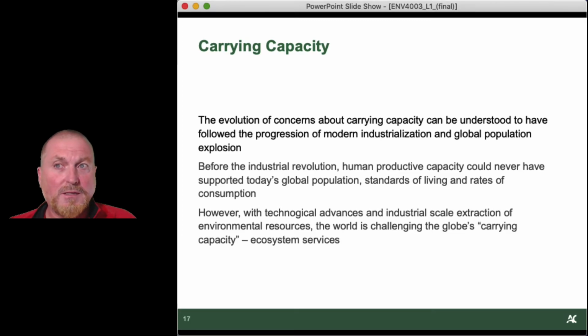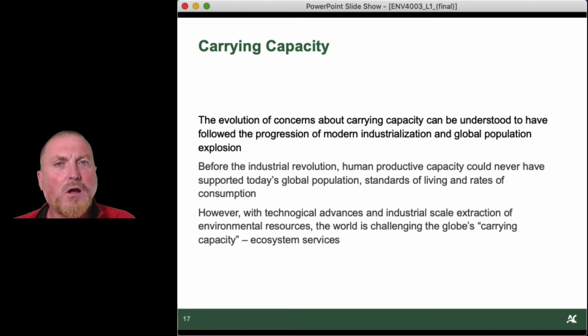The second concept they have in common is carrying capacity, another key concept in environmental policy. The evolution of concerns about carrying capacity can be understood to have followed the progression of modern industrialization and global population explosion, right? Before the Industrial Revolution, fish in the ocean were not threatened because a guy was going out there in a little boat, paddling out and throwing a line in the water, or he had a miniature handheld net, right? When the Industrial Revolution came along, if you look at the way ocean fishing is done now, they're large industrial-scale ships that scoop up thousands of tons of fish as they go by, right? The rates of exploitation due to industrial modernization accelerated at a much faster rate even than population.